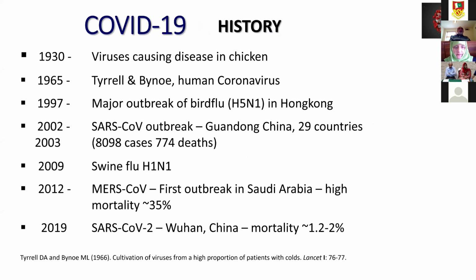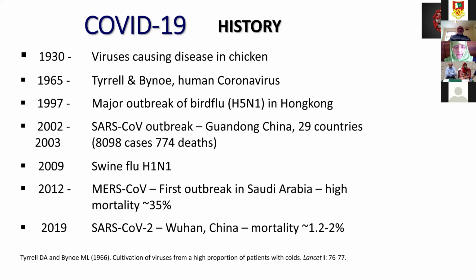Then there was a major outbreak in 1997 by common seasonal flu, which was called bird flu. And you would recall that the chickens were culled. The major outbreak was again in Hong Kong and China. In 2002 and 2003, there was a major outbreak of SARS-CoV-1. This was the first SARS virus, which started in Guangdong province in China. It affected about 29 countries, and there were about 774 deaths.